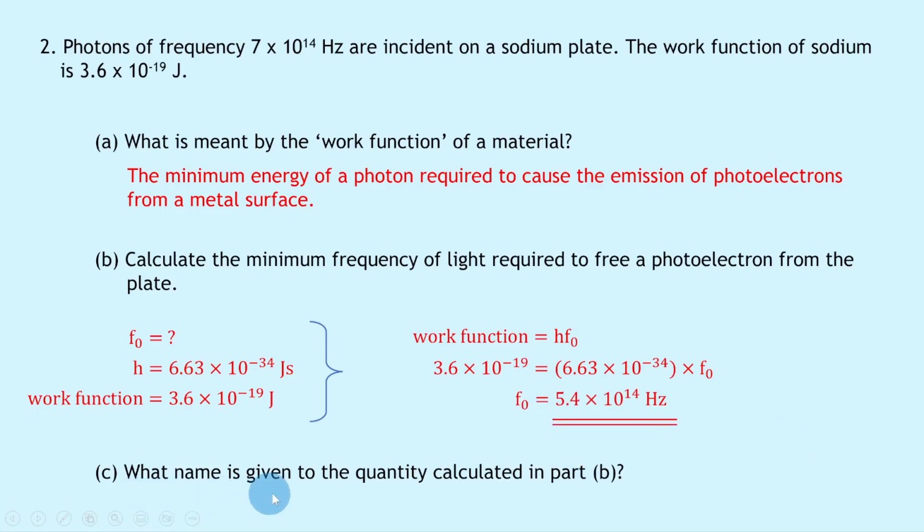Lastly, part C says what name is given to the quantity calculated in part B. Well, remember f0, this minimum frequency of light required to free a photoelectron from the plate, that is called the threshold frequency.